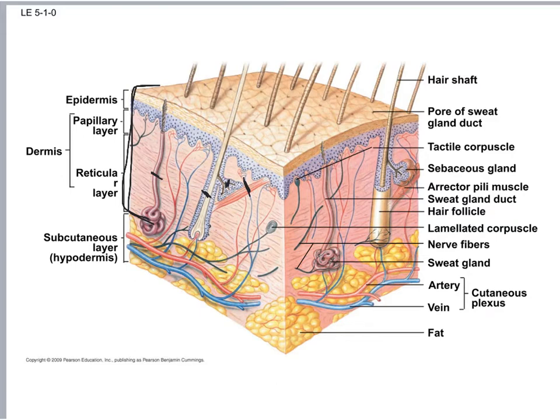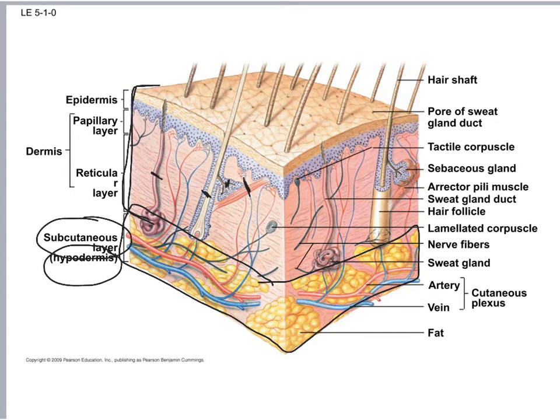Now when we look down here at the bottom and you see all those fat cells, that's not really included in the cutaneous membrane, okay? That is called the hypodermis or the subcutaneous layer, and we're going to talk about that. It's not part of the cutaneous membrane though.